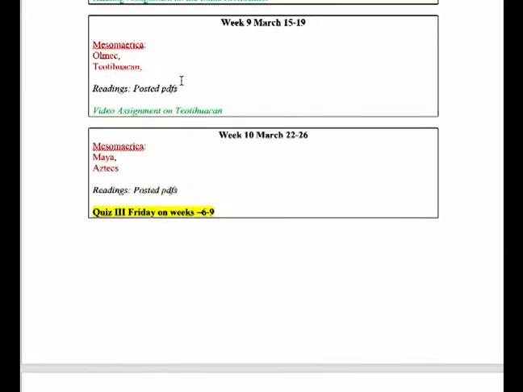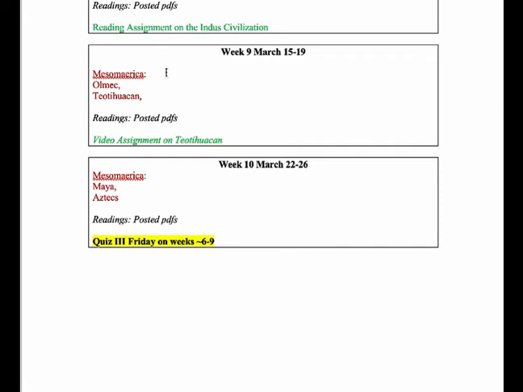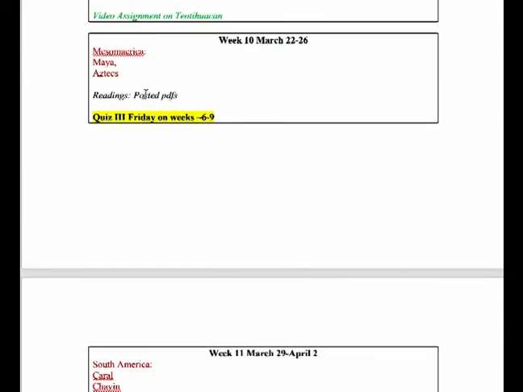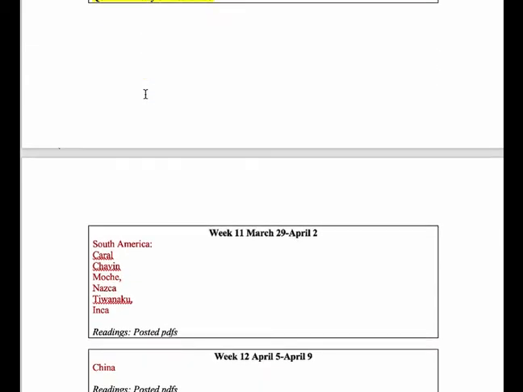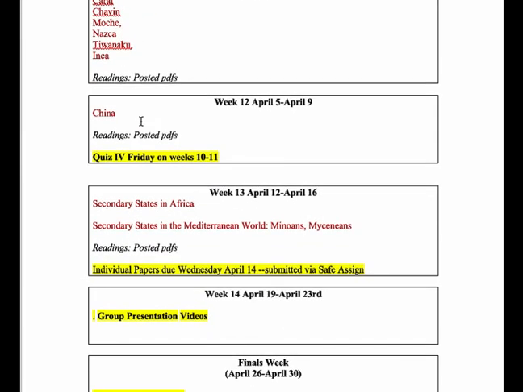Then we'll move to, quote-unquote, the New World, the Western Hemisphere, our area of the world, just a little south of us in Central America, Mesoamerica. We'll talk about the Olmec and Teotihuacan. And then the next week, the ancient Maya and the Aztec. Then we'll move down to South America, look at some of the ancient civilizations there, including the Inca Empire.